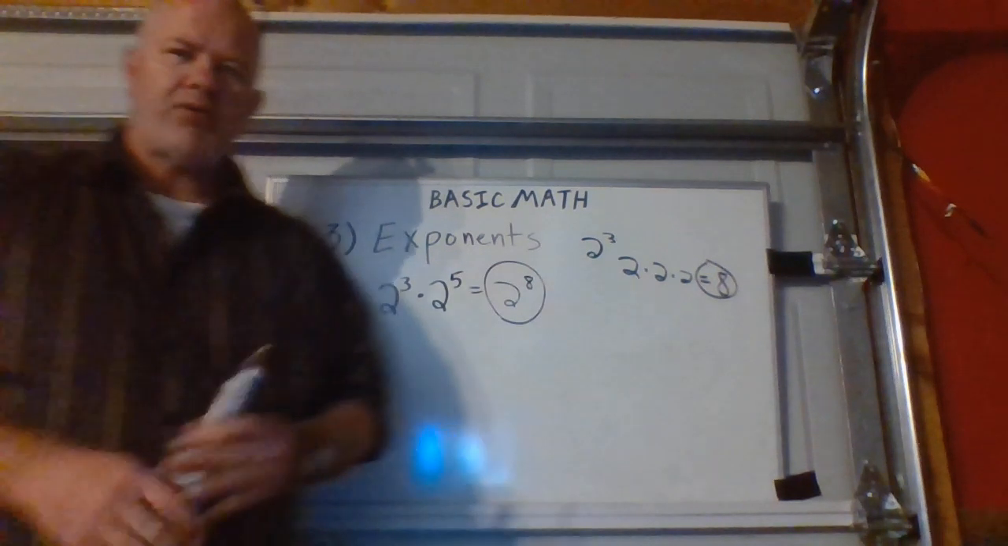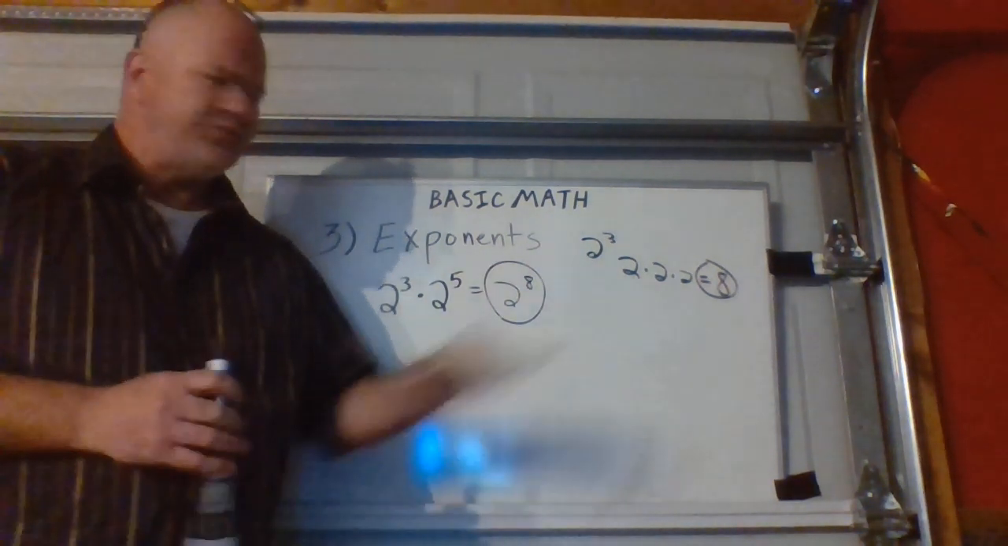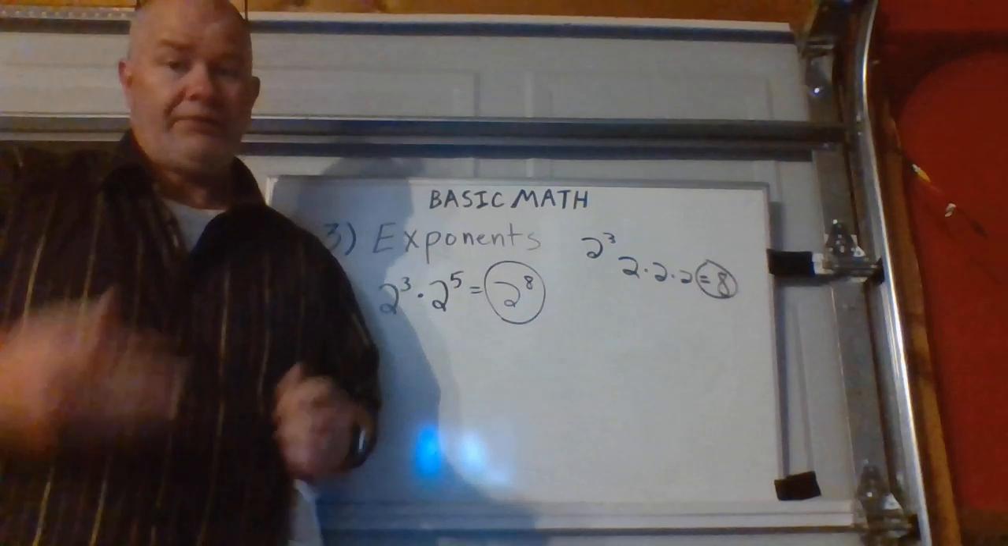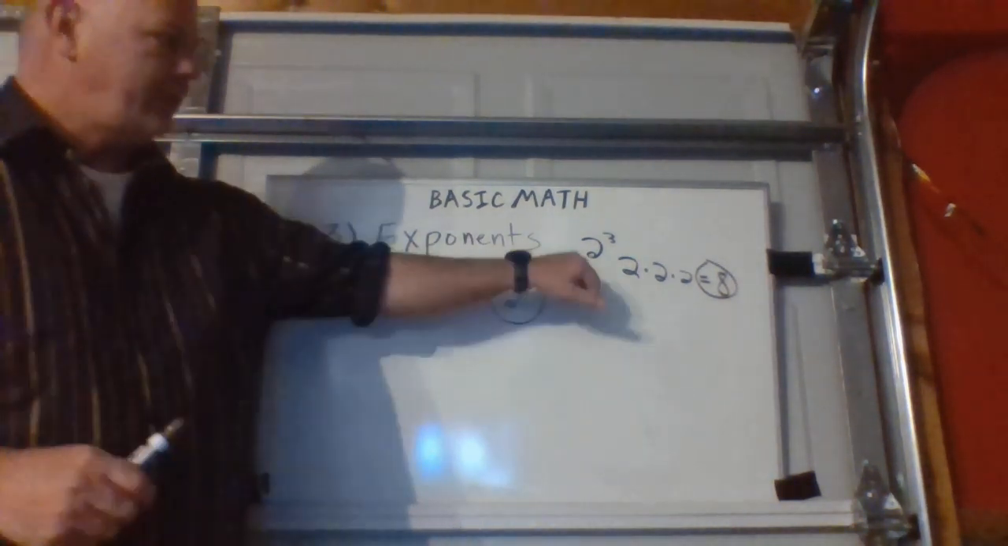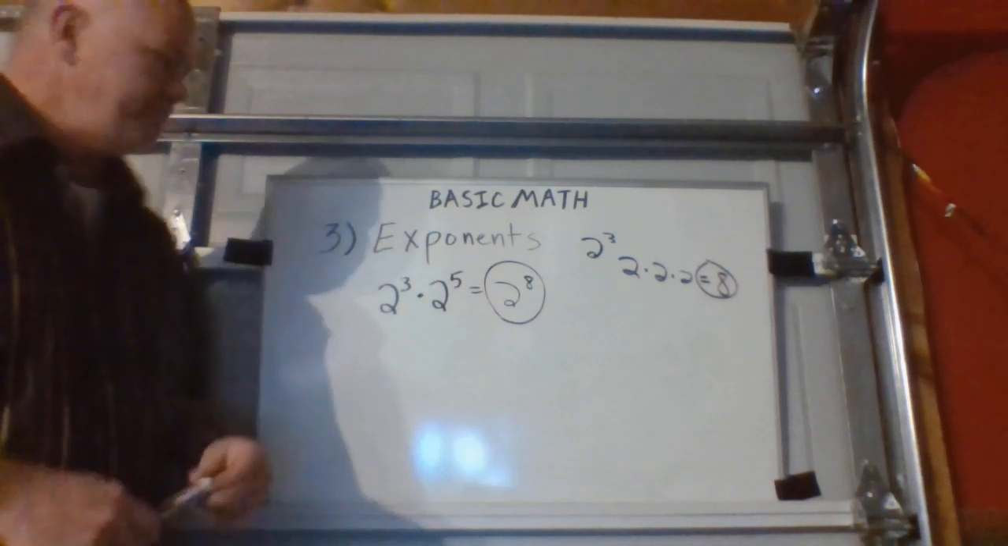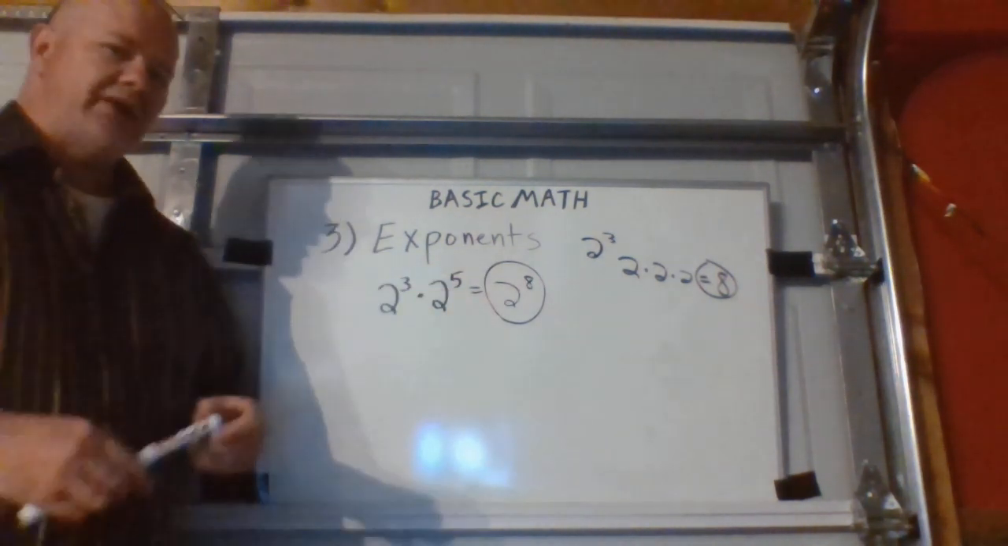2 to the third power will never equal 6. It does not mean 2 times 3. If that's what they meant, that's what they would have written. So again, this is how we do exponents every time. Let's talk about simplifying exponents.